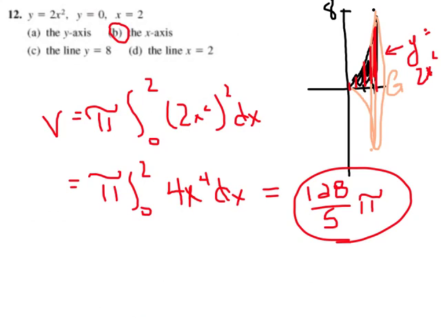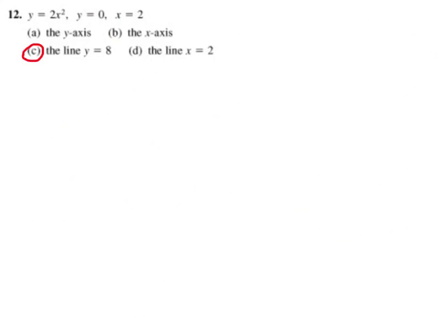Okay, and you can check your answer. The answer is 128/5 pi. Always make sure you turn it into an improper fraction. Okay, here's the next one.